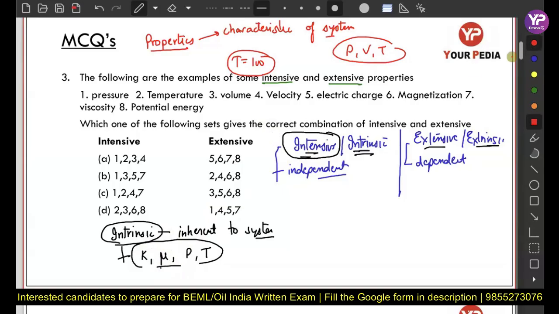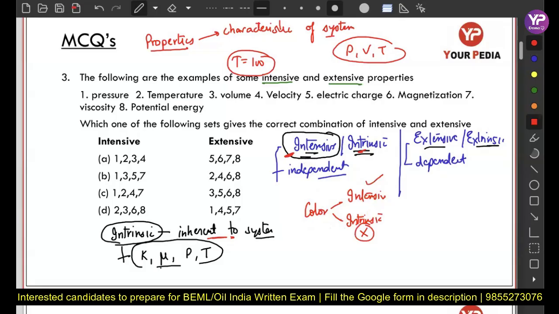Now just see the difference here. Intensive properties are simply those properties which do not depend upon the mass. Intrinsic properties are those properties which are inherent to the system and do not depend upon the mass here. For example, the color of any substance or any liquid is basically an intensive one. Color is an intensive property here. It is not an intrinsic one, but it is an intensive property.